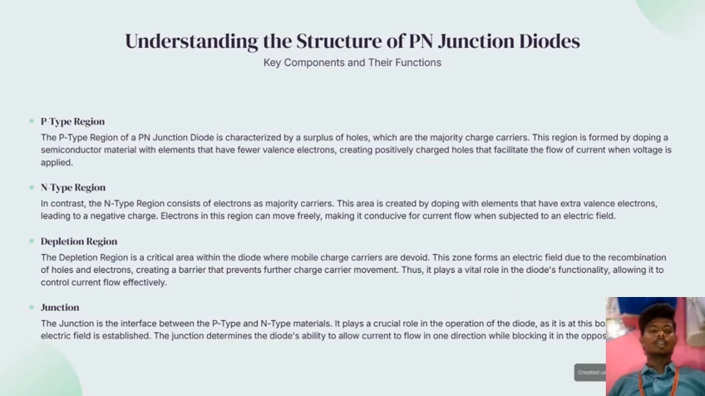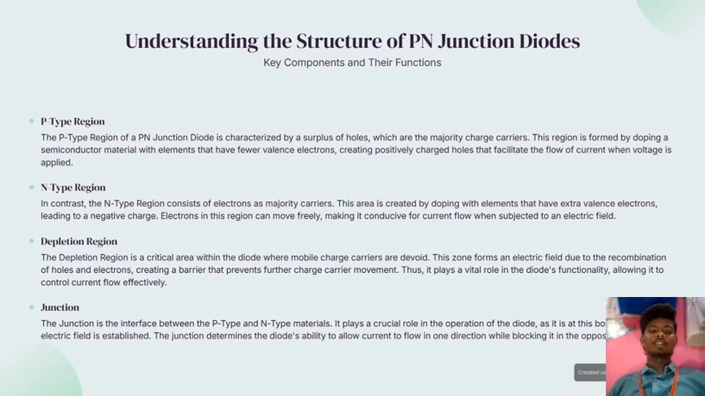Depletion region. The depletion region is a critical area within the diode where mobile charge carriers are depleted. This zone forms an electric field due to the recombination of holes and electrons, creating a barrier that prevents further charge carrier movement. Thus, it plays a vital role in the diode functionality, allowing controlled current flow.